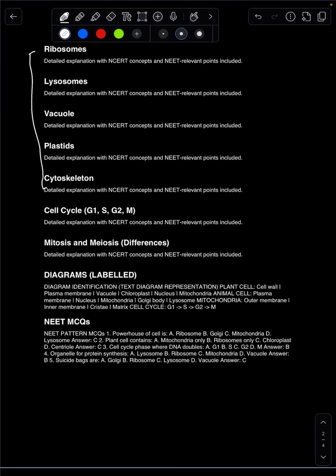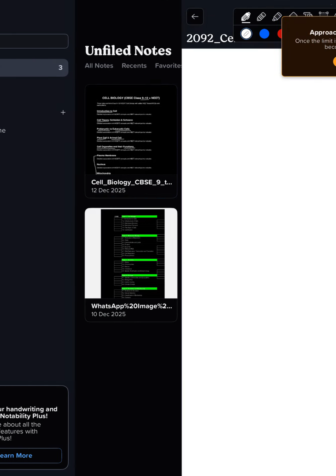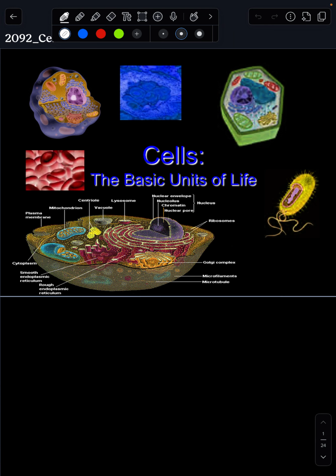Then we will cover the cell cycle part of it, how cells undergo reductional or equational division, and these are the two processes that regulate the cell cycle inside all living organisms. With that, we will be covering the diagrams part of it and also the MCQs that come in competitive exams. Starting with cells and the definition part of it.